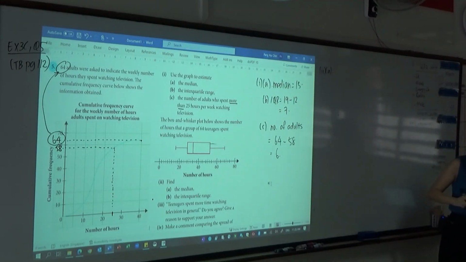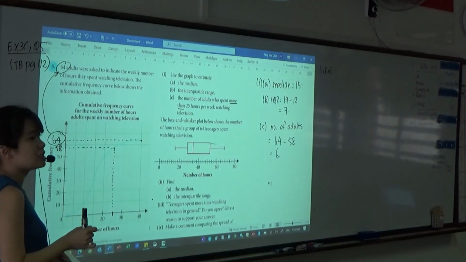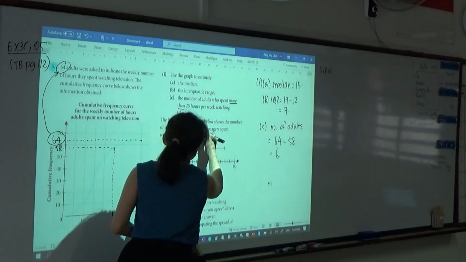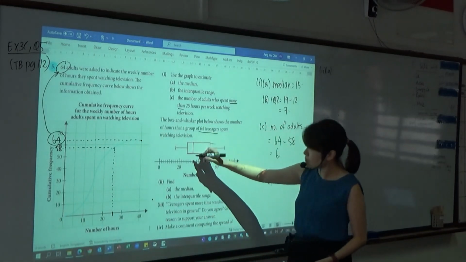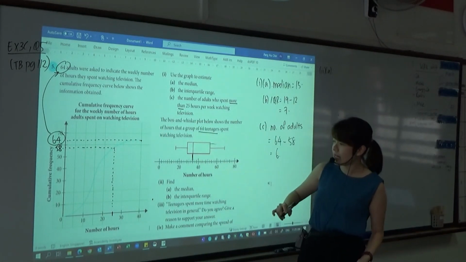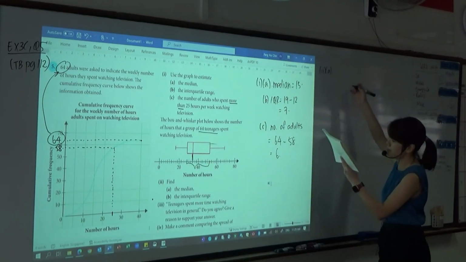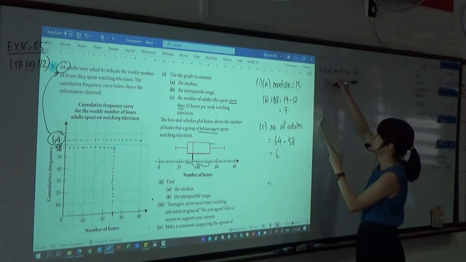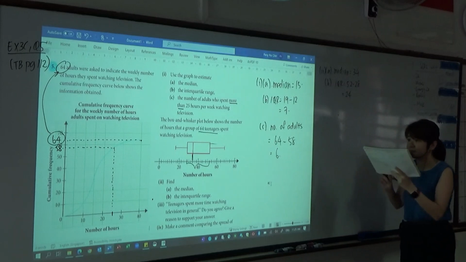Following the question, it gave you a box and whisker plot showing the number of hours that a group of 64 teenagers spent watching television. Earlier on it was 64 adults, now it's teenagers. We want to find the median and interquartile range. For a box and whisker plot, it's much easier for us to read. Median will just be the one right in the center, and then the interquartile range will be to take the difference over here. So median should be 34. Interquartile range will be 24.